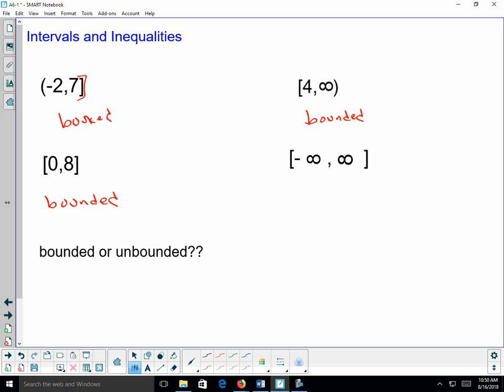And then the last one, there is a typo there. These should be parentheses because I can never have a graph with infinity, and so this is going to be unbounded. Make sure when you're doing these that you're able to graph them and write them as inequalities. In other words, this inequality would be x is greater than -2 and less than or equal to 7. And make sure you know how to graph all of them as well.